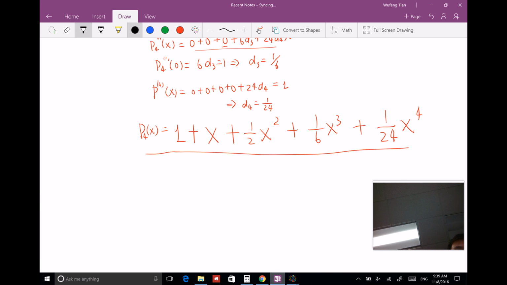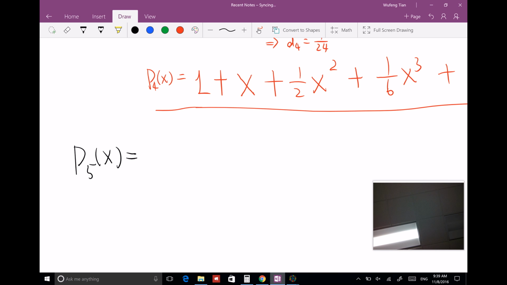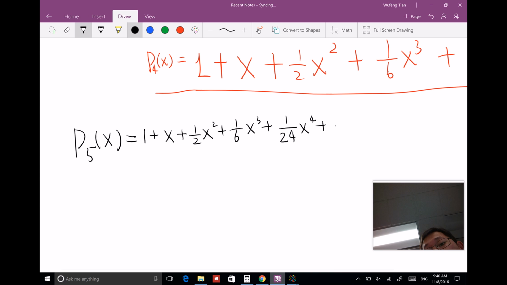So I'm going to ask somebody to tell me, what do you think P5(x) is? Travis, what do you think P5(x) is? The first part is the same, right? So it's 1 plus x plus 1 half x squared plus 1/6 x to the third plus 1/24 x to the fourth. What about the next one? 1 over 62 x to the fifth. Okay.